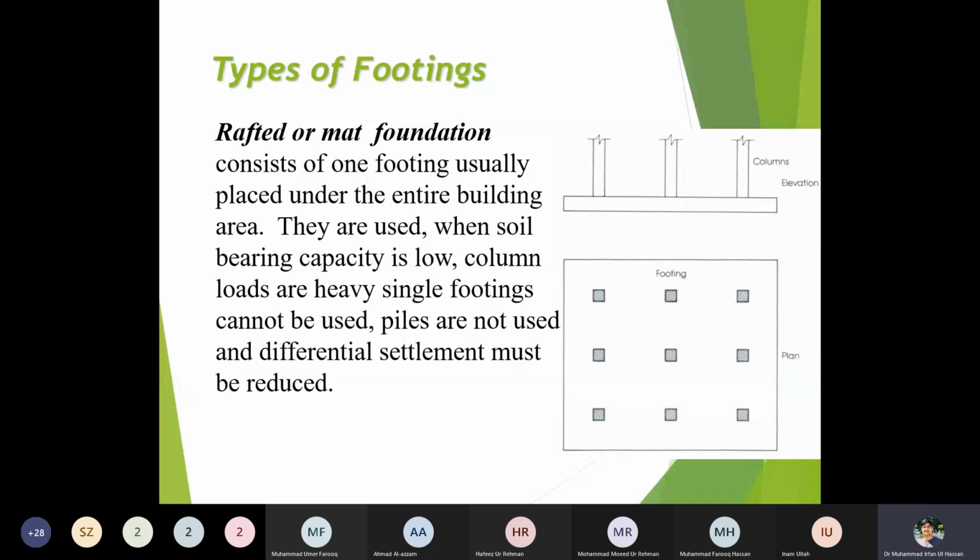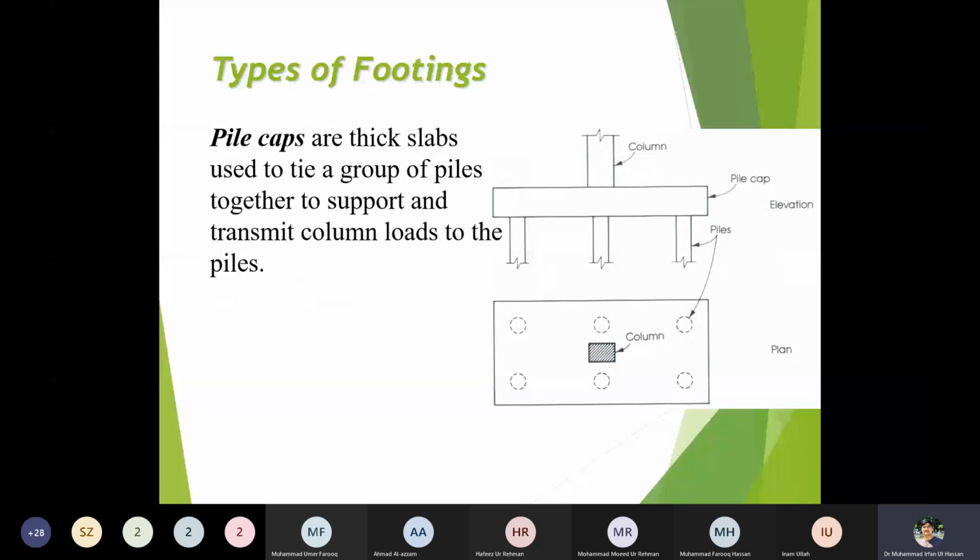But always, isolated is good, then combined option. If that is not good, we go for the multi-column option or the footing beam option, the grillage option, and then last is the mat option. So that was about the isolated footing. Now we come to the deep foundations. You know that the deep footing is provided when, up to a reasonable depth, you don't find any good soil.